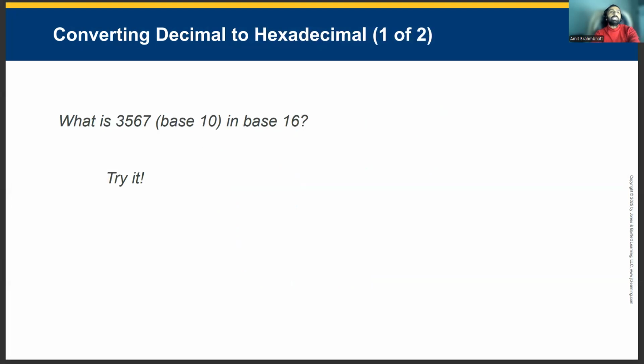Converting decimal to hexadecimal. So what's 3567 base 10 in base 16? Again, I've used the same algorithm, the repeated division method, but the division is performed using base 16. As quotients and remainders are produced, any remainder greater than 9 is represented using letters A through F.